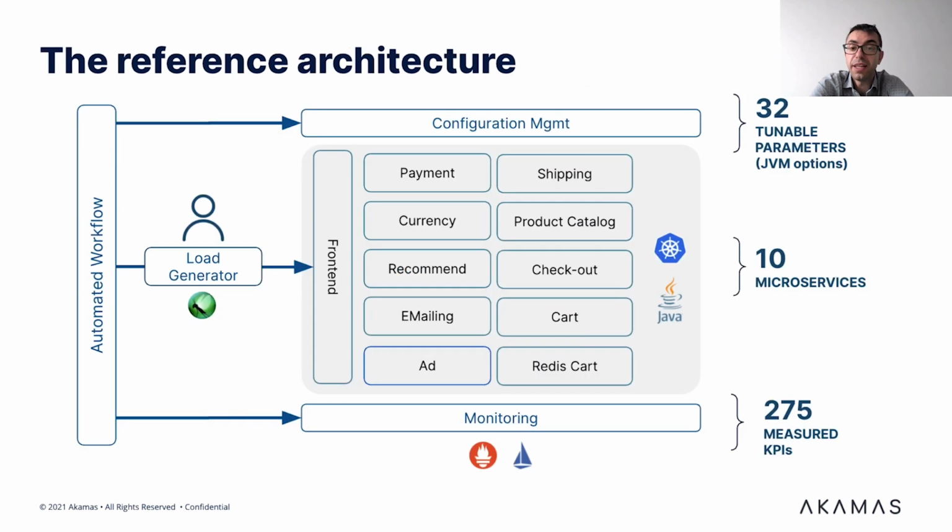As mentioned, the target architecture is the same. With respect to the previous picture, here we are emphasizing the specific JVM options, about 32, that are taken into account, and the specific microservice, the ad service, which is a Java-based service that is being targeted by this optimization.